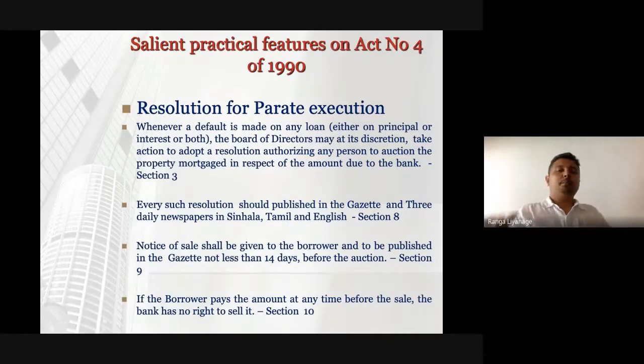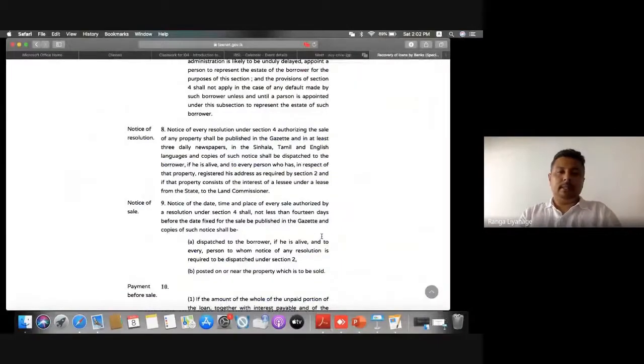Every resolution should be published in the Gazette and at least 3 newspapers in Sinhala, Tamil and English. Section 8 provides for this. We'll see what section 8 says. Once that is published, copies of such notice, very important, should be dispatched to the borrower under section 2, the address given in section 2, if he is alive, and to every person who has in respect of that property registered his address as required by section 2, and if that property consists of an interest of a lessee under a lessee from the state, to the land commissioner.